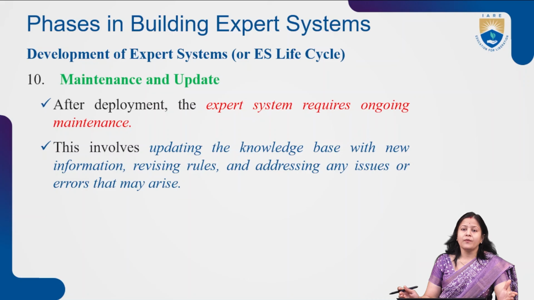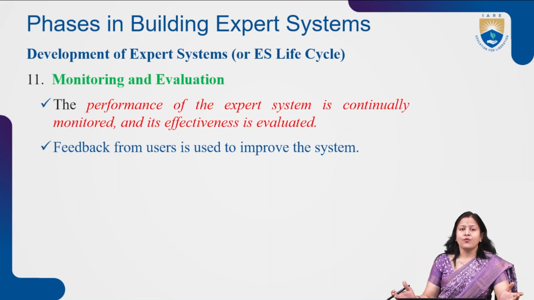After the deployment, the expert system requires ongoing maintenance. Maintenance in the form of updating the knowledge, updating the software or any hardware component is called maintenance. This involves updating the knowledge base with new information, revising the rules, and addressing any issues or errors that may arise. That is what needs to be done in the 10th step. So it is an ongoing task. After deployment, these are the ongoing tasks, like maintenance and updating. Then the 11th step is monitoring and evaluation.